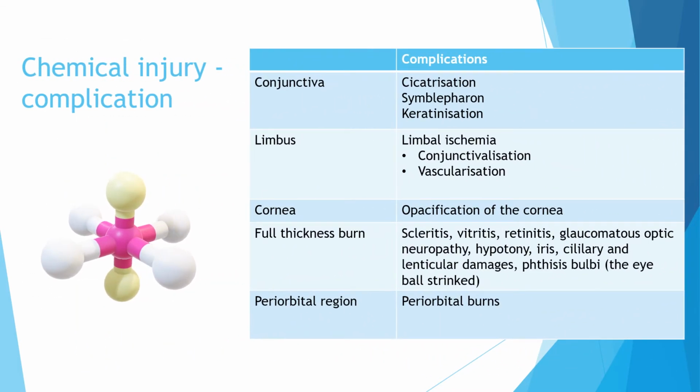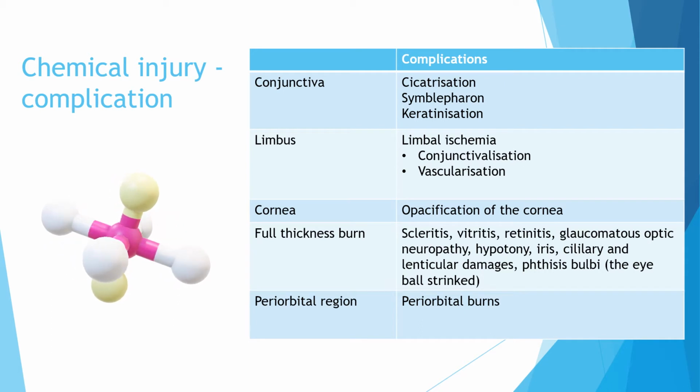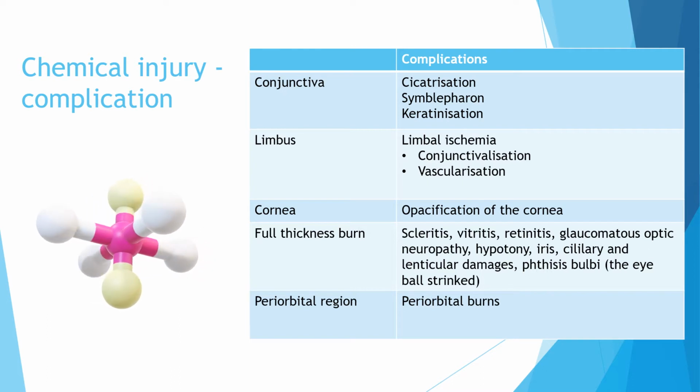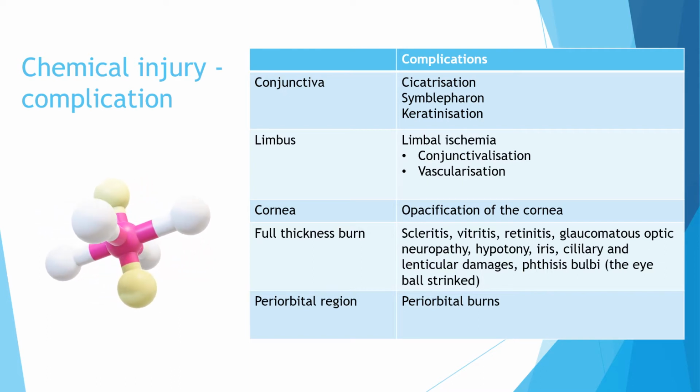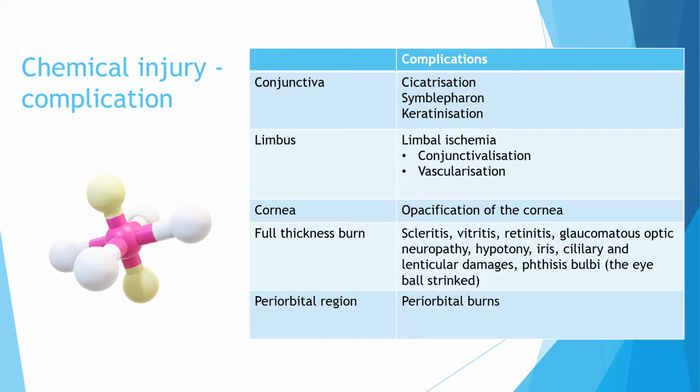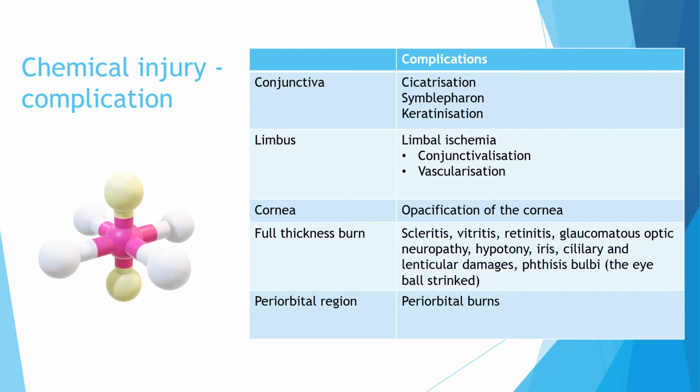You don't have to remember the whole list of complications. Just think about them one structure after another. For the conjunctiva, permanent damage causes keratinization and symblepharon, and actually you see similar complications in Stevens-Johnson syndrome. If the limbus is permanently damaged, the cornea becomes opacified, and the conjunctiva also, if you like, starts invading the cornea. Full thickness burn can damage all sorts of structures. Of course, periorbital burn should also be in the list.